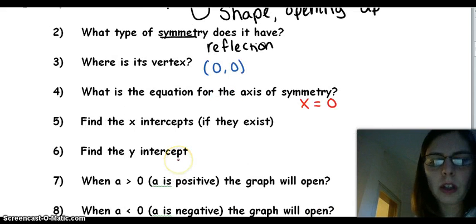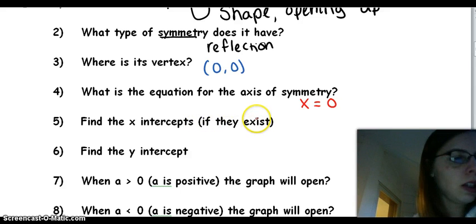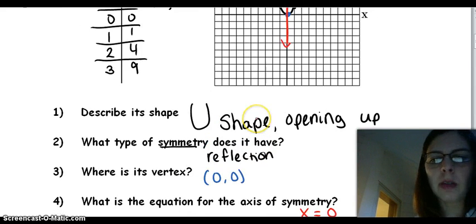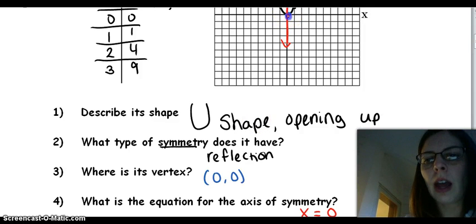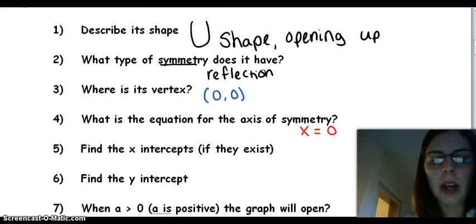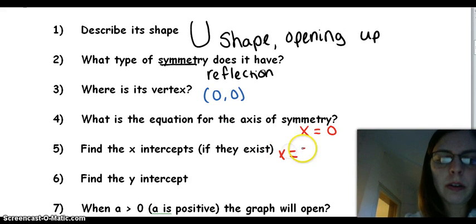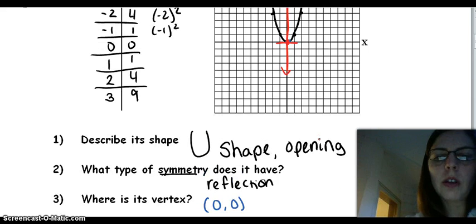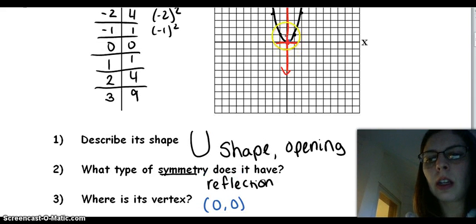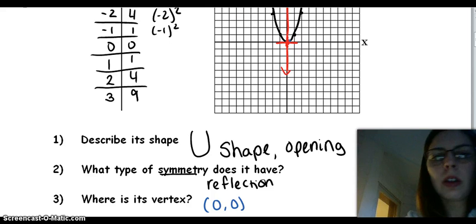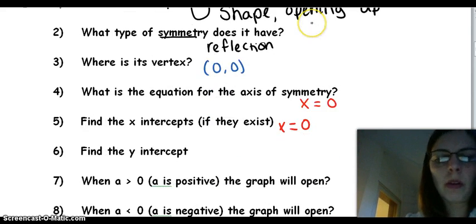So the next question asks us, find the x-intercept if they exist. So looking at that, the x-intercept is where does it cross the x-axis? And that's right here. So it touches there right at 0. It's also the same for where it crosses the y-intercept. Here is also the same. So you would write, find the y-intercept, it would be y also equals 0.